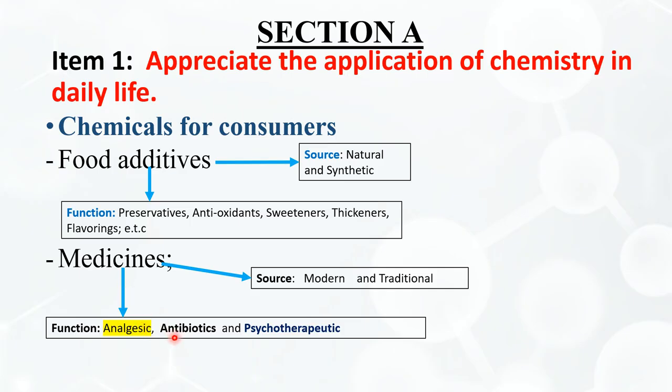Then we have those we categorize as antibiotics. Antibiotics are the ones which work on bacterial infections. Then when we talk about psychotherapeutic medicines, these are the ones which work on mental disorders. Anything related to mental disorders, those are the ones which we categorize as psychotherapeutics. So in simple terms, medicines can be categorized into two, according to the source and also according to the function.